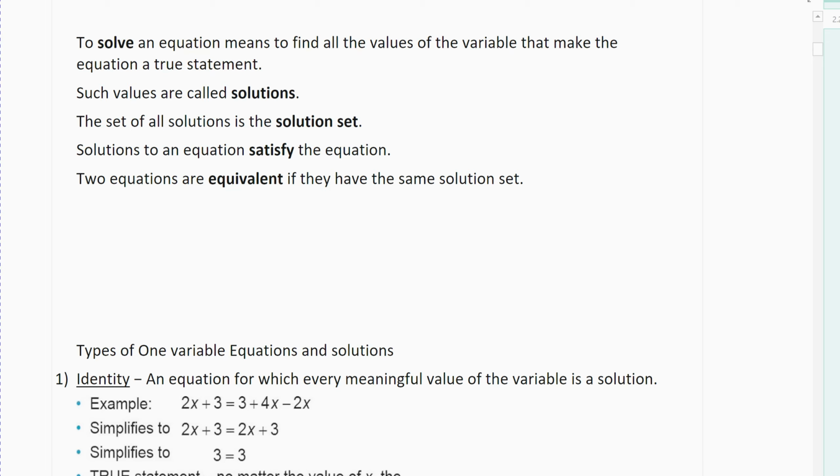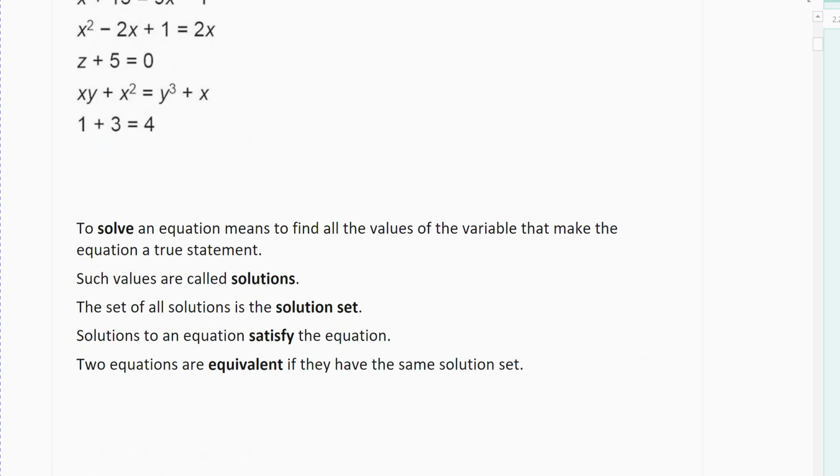And we call two equations equivalent if they have the same solution set. So if they have the exact same solutions, they're equivalent, even if they're written differently. Kind of like, actually, the easiest example is looking at the one above, where it's 1 plus 3 and 4. 1 plus 3 is an algebraic expression. 4 is an algebraic expression. They're different expressions, but they're equal, right? They're the same.